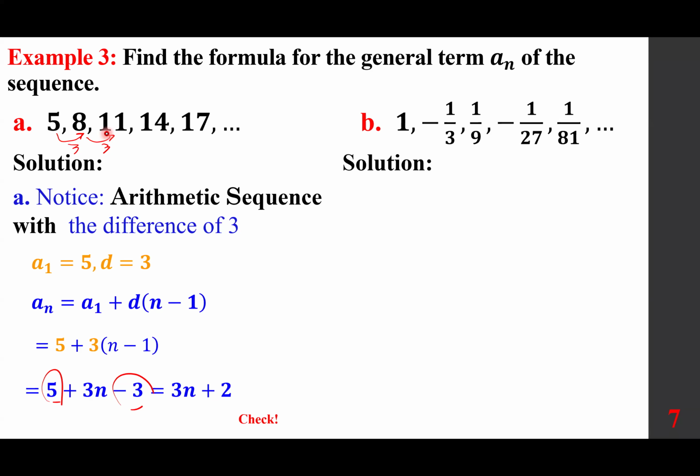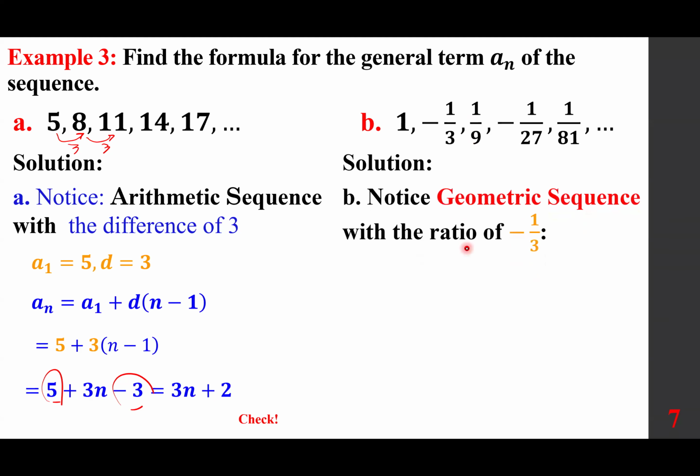Now we're going to do the same thing with this one. We notice this by inspection that if I multiply 1 by negative 1/3, I get negative 1/3. If I multiply negative 1/3 by negative 1/3, I get 1 over 9. 1 over 9 times negative 1/3, I get negative 1 over 27. That makes it a geometric sequence with a ratio of negative 1/3. That means this is the first term, this is the ratio.